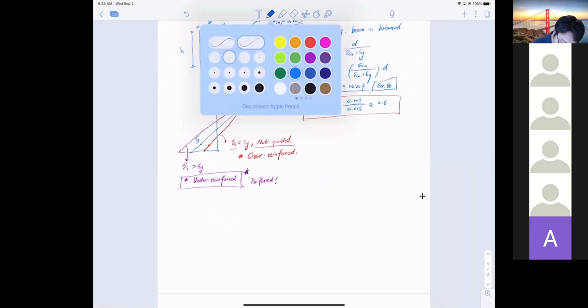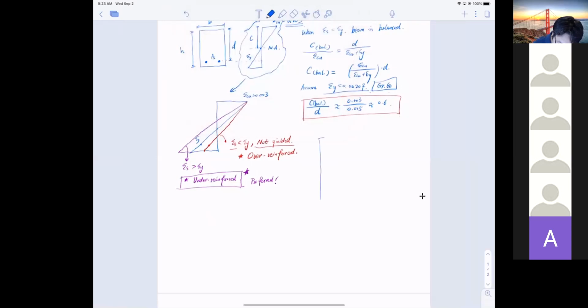Actually in ACI, there's a tiny table that provides a reference number later. Depending on the condition, I divide the strain into 3 different categories. The strain in the steel, I call epsilon T, and I'll explain what epsilon T is. If epsilon T is smaller than 0.002, it's over reinforced.